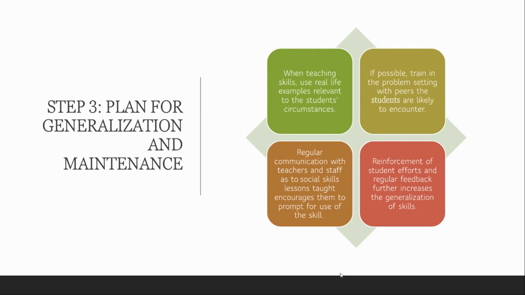Another step is to plan for regular communication with the teachers and the staff as to what social skill lessons are being taught. Encourage those teachers and staff to prompt and provide cues to help the students use that skill. And then step 4 is to provide reinforcement of students' effort and regular feedback, which is going to further increase the generalization of those skills.